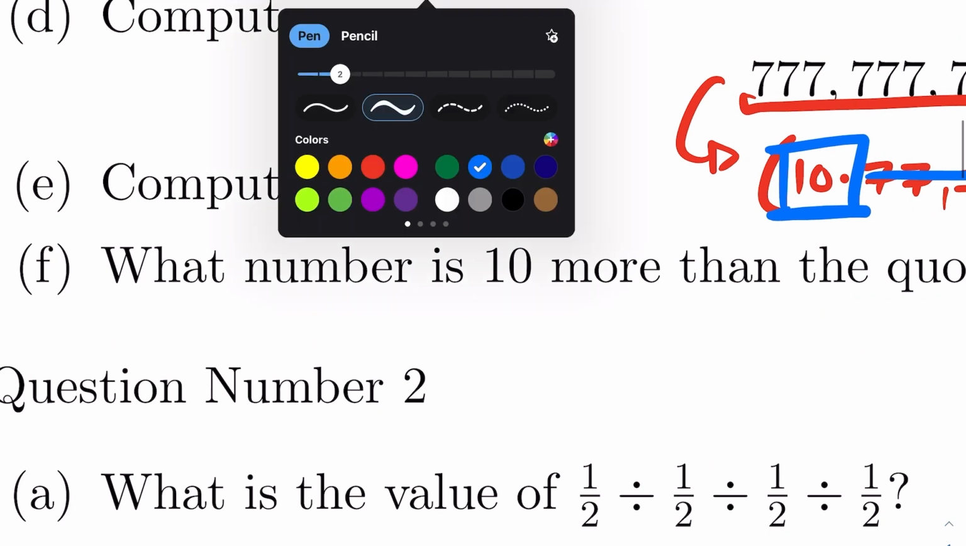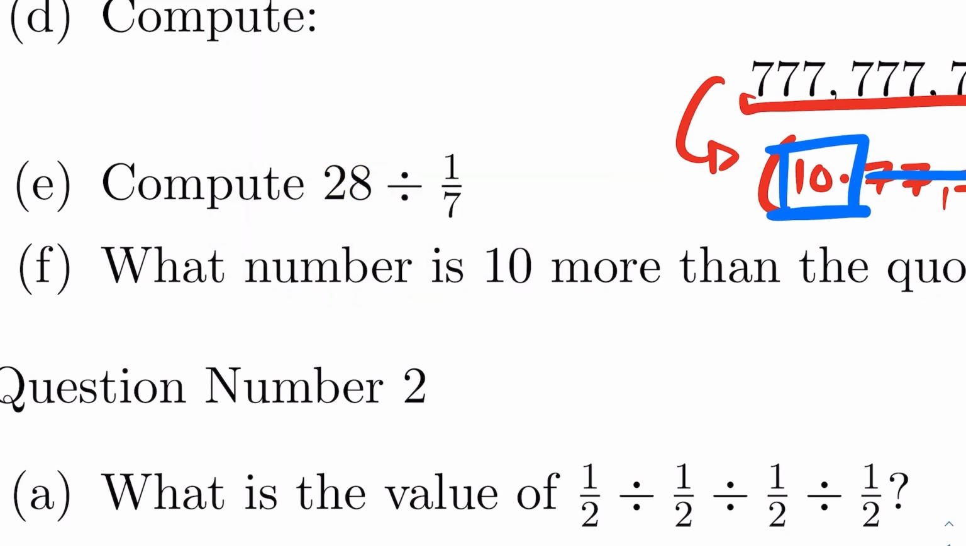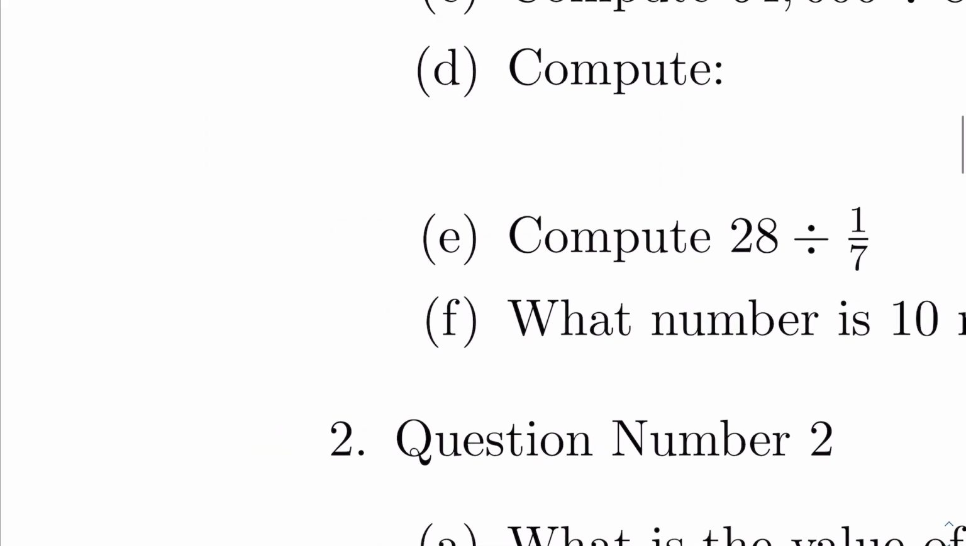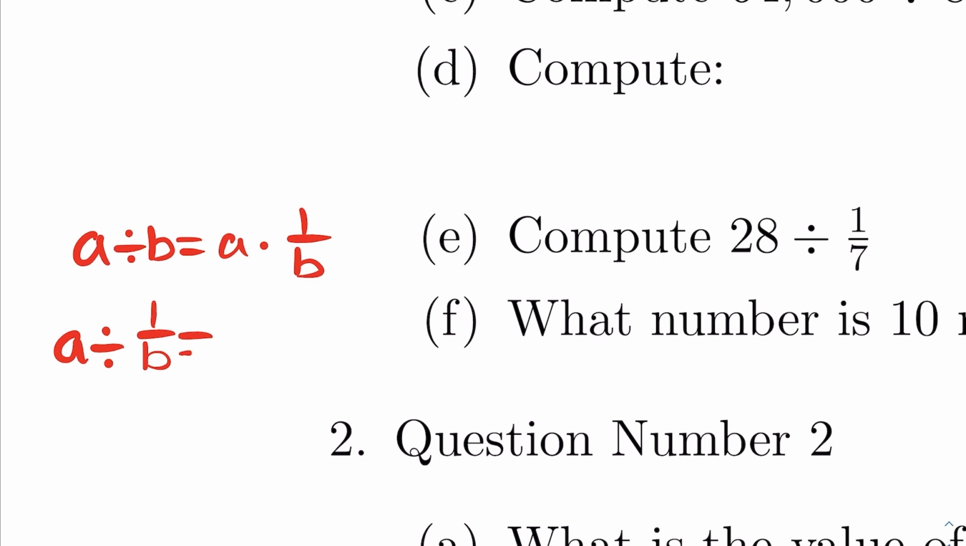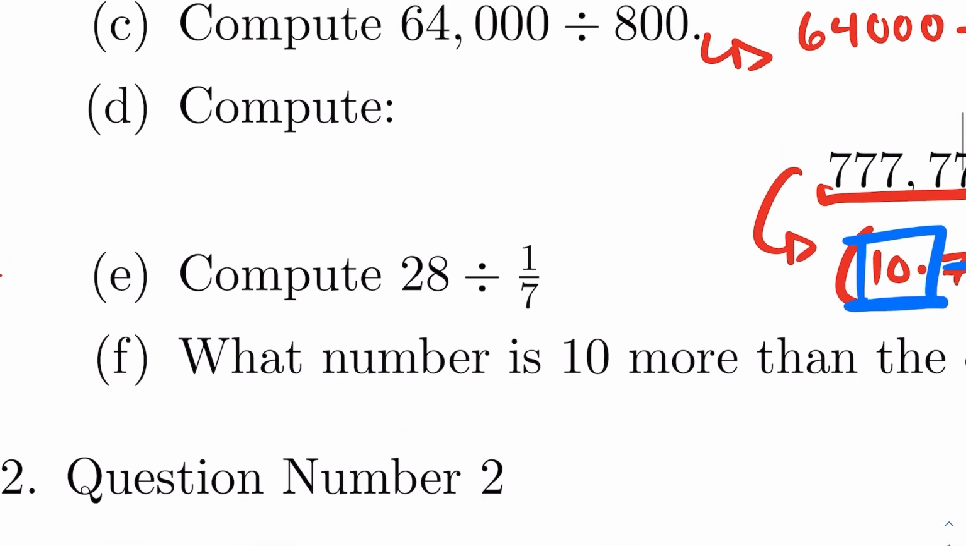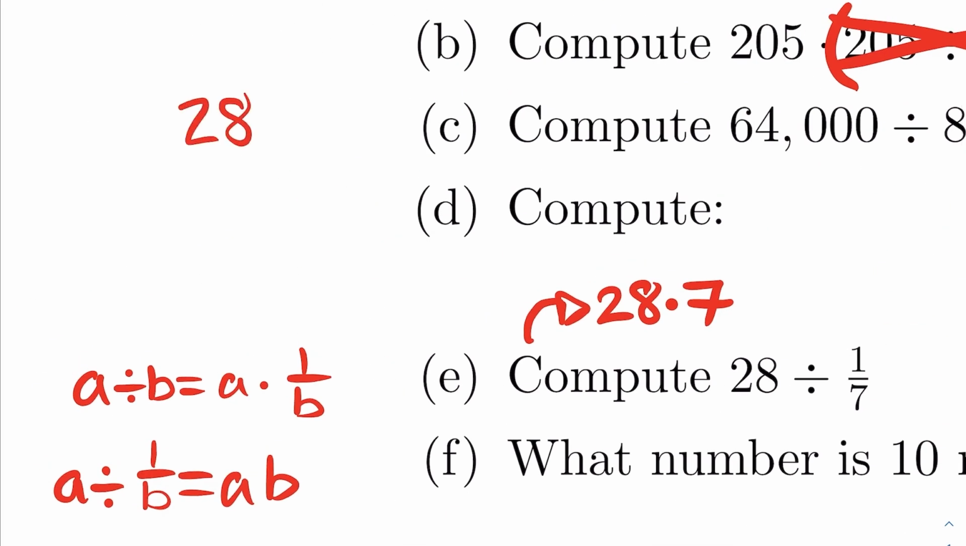Now we have compute 28 divided by 1 over 7. So let's remember our definition of division. So our definition of division is A divided by B is equal to A times 1 over B. And we remember that when we're dividing by a reciprocal, what we get is the form A divided by 1 over B is equal to A times B. And so what we have here is 28 divided by 1 over 7, which is really just 28 times 7. And so we can go ahead and compute that.